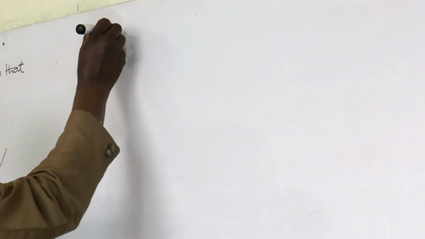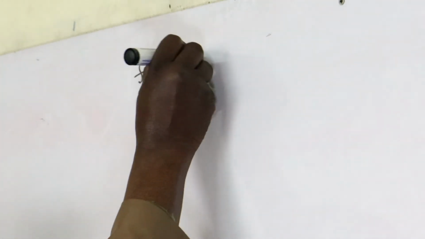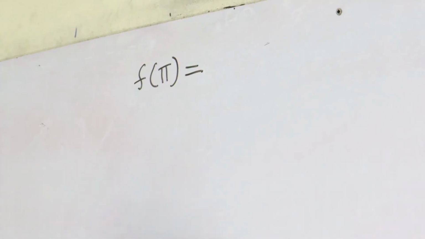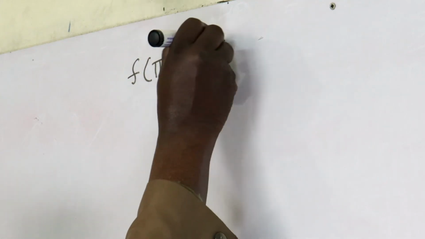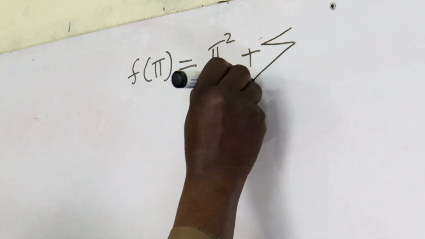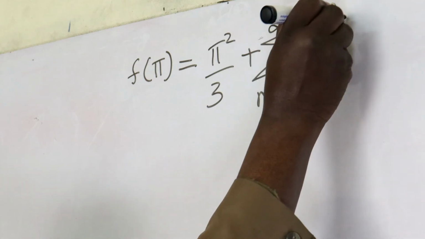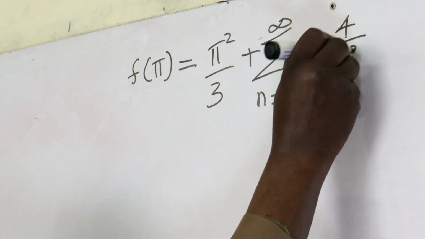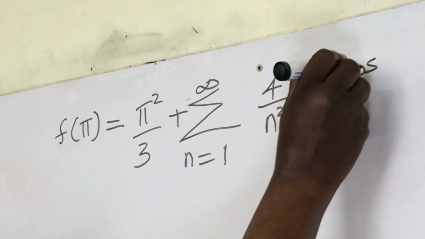So from this, we now go back to our series. Is that okay? So f of pi, where there is t now, we insert pi. We had pi squared all over 3, plus summation from 1 to infinity of 4 all over n squared into negative 1 power n, multiplying cos nt.